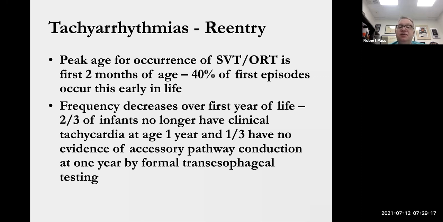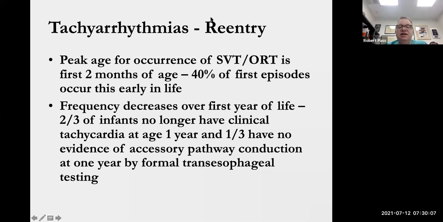The frequency, though, decreases over the first year of life, and this is very important in terms of natural history. The 2/3 of infants who have SVT in the newborn period will no longer have clinical tachycardia at a year of age. And 1/3, if you were to formally test them, will have no evidence for accessory pathway by formal transesophageal testing. So when you're speaking with a parent of a child with SVT, we would always treat SVT, but we would always hope that there would be a 2/3 chance of the patient, shall we say, outgrowing the accessory pathway and tachycardia. And this is one of the reasons why we rarely perform ablations in small children, because we're always hoping that the natural history will be in favor of the child's tachycardia going away.